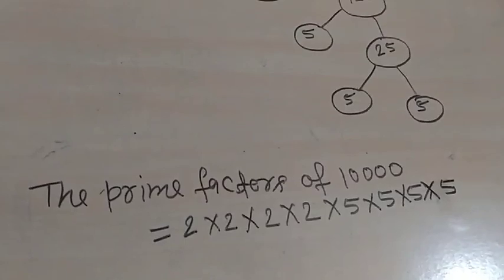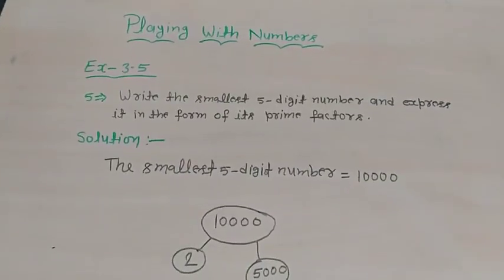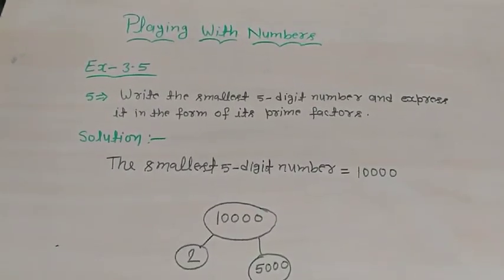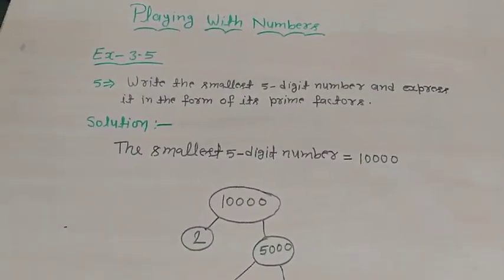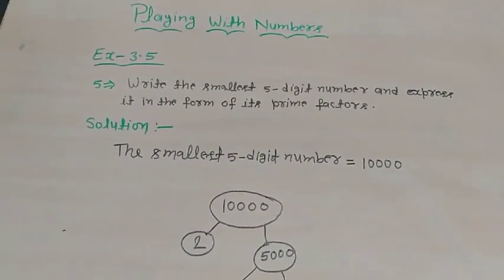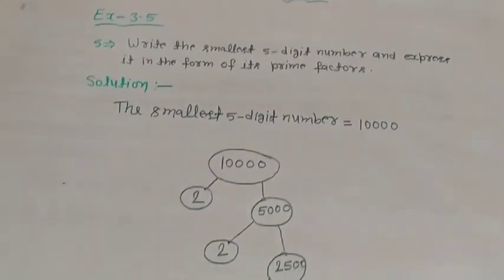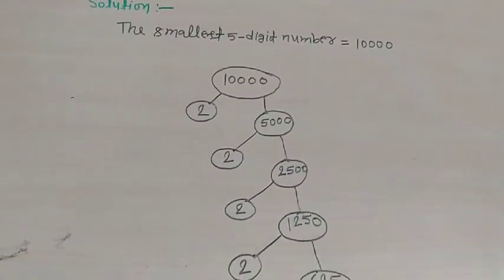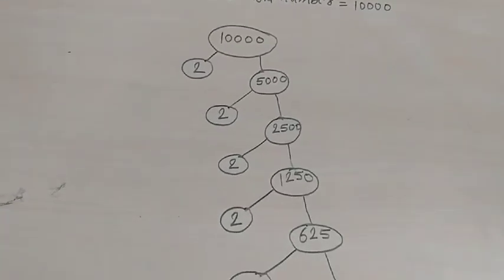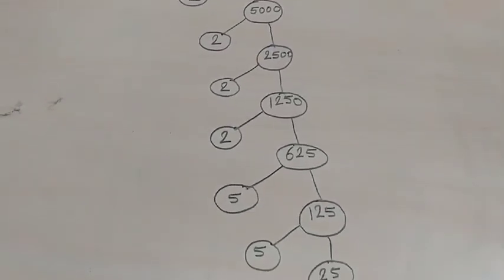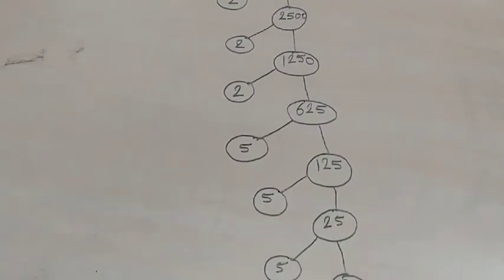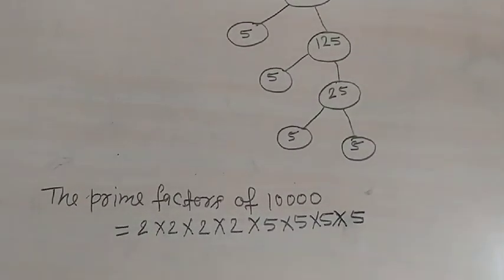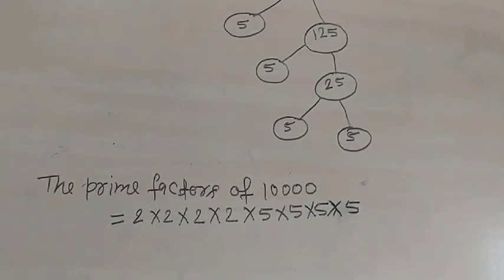I hope all have understood. This is our question number 5: write the smallest 5-digit number and express it in the form of its prime factors. You know that the smallest 5-digit number is 10,000. We find the prime factors by factor tree, and in this way the prime factorization of 10,000 is 2 into 2 into 2 into 2 into 5 into 5 into 5 into 5.